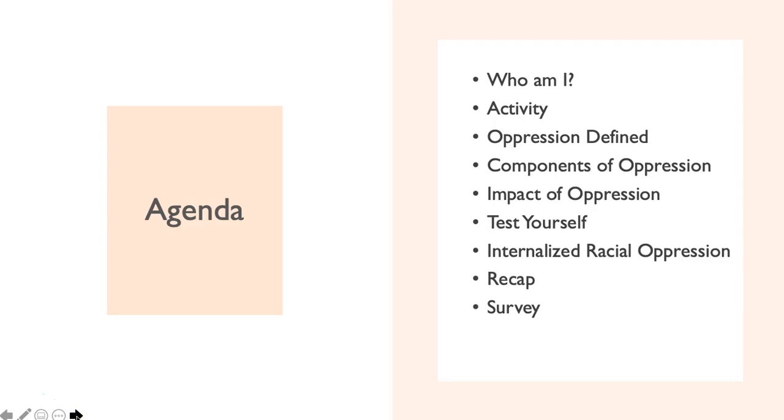So, just a little bit about our agenda. First, I'm going to tell you about who I am. Then, we're going to do a brief activity. After, we're going to define oppression and then discuss the four components of oppression. After that, we're going to discuss the impacts of oppression, and then I'm going to provide just some brief questions for you all to test yourself. And then we're going to talk more specifically about internalized racial oppression. At the end, we're going to do a recap of all of the things that you all learned, and then I'm going to remind you all to please complete a brief survey.